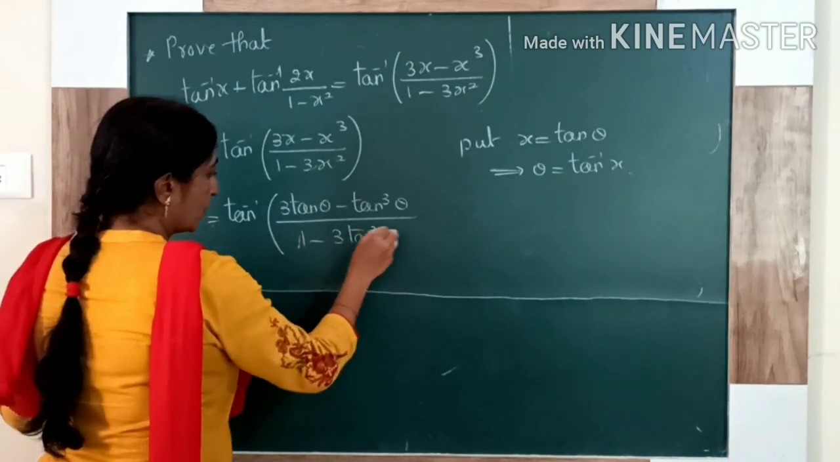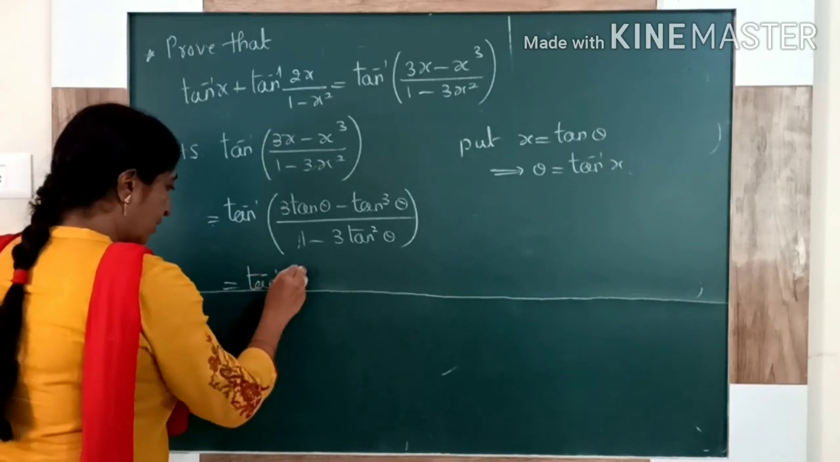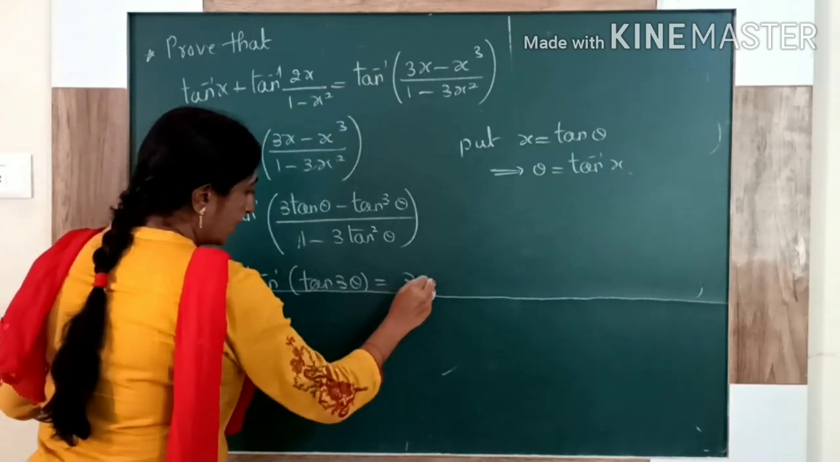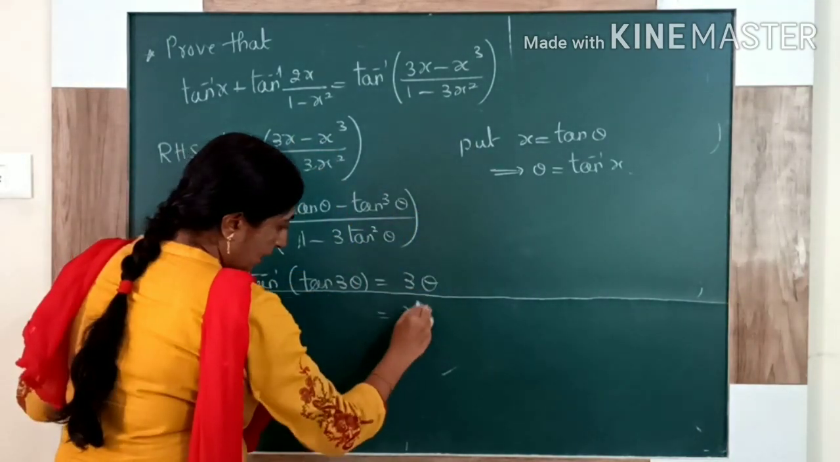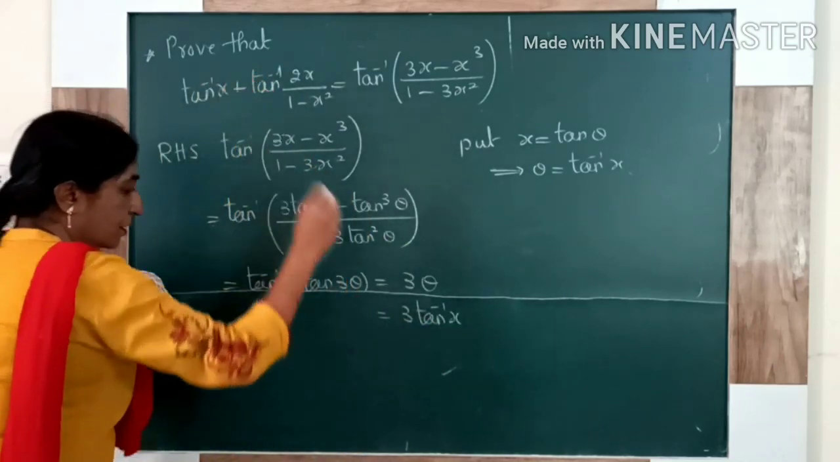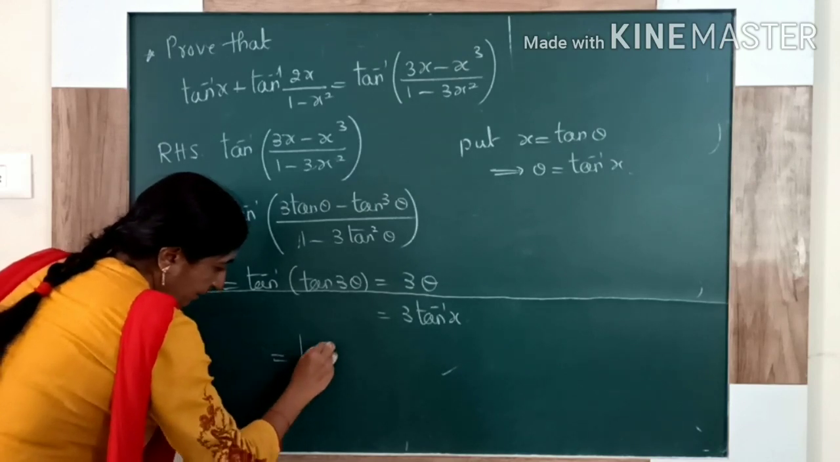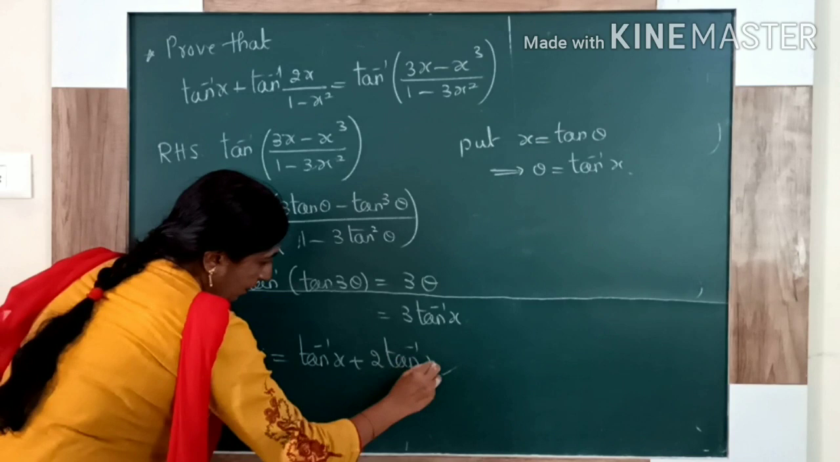Tell me, students, what is this formula? It is tan inverse of tan 3 theta. What is remaining? 3 theta is remaining. But what is theta? Theta is tan inverse x. See, then also it is not LHS. Now this 3 tan inverse x I am splitting as tan inverse x plus 2 tan inverse x.